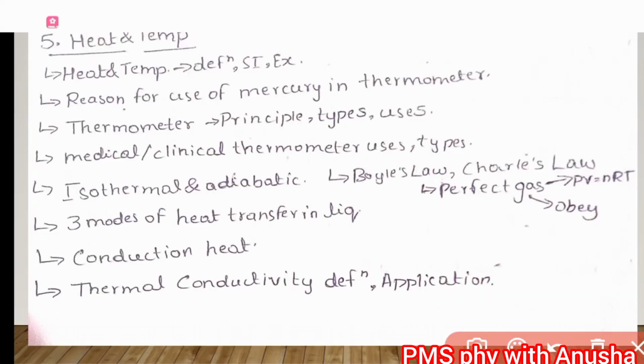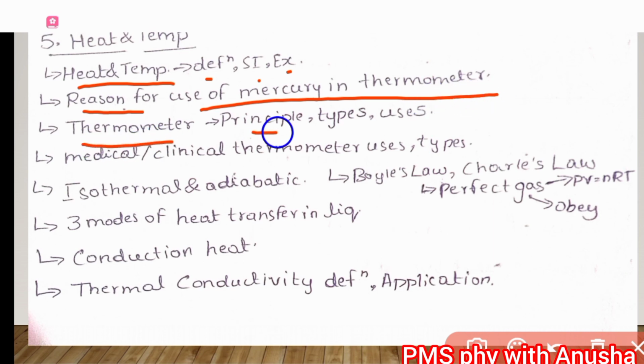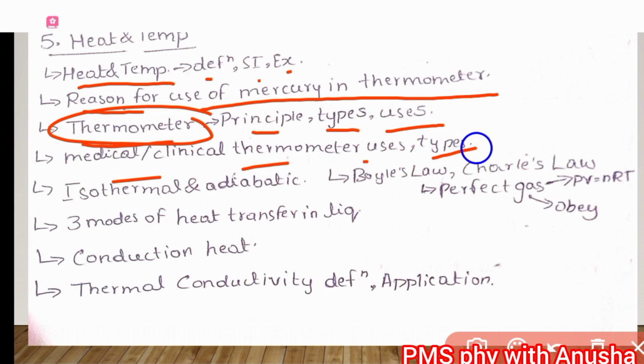Next, 5th unit, that is heat and temperature. From the heat and temperature unit, study the difference between heat and temperature, the definition, SI unit, example, and also study the reason for use of mercury in a thermometer. Thermometer, their principle, types, uses, and also study the definition of thermometer. Next, medical or clinical thermometer use and their types.